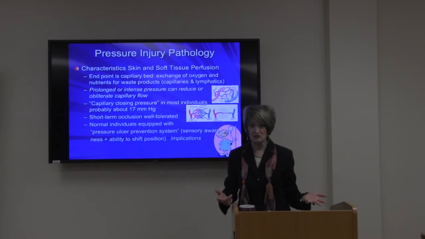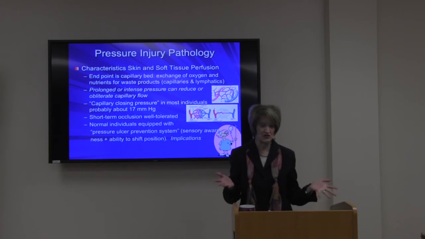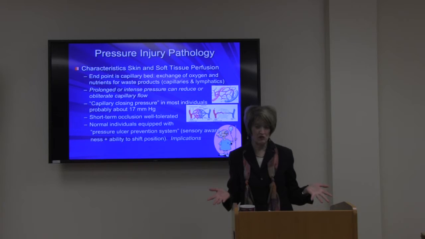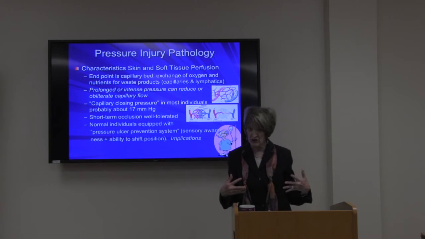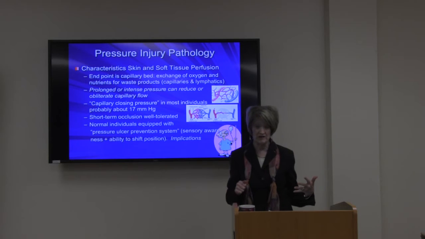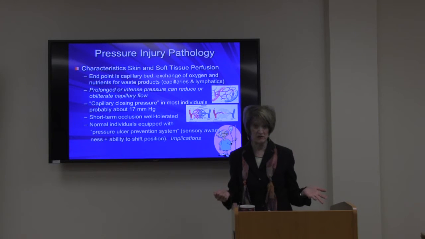What does that tell you? Which of your patients are at risk? People who have lost sensory awareness, like your cord-injured patients, a diabetic with neuropathy, patients who have lost mobility. Those are our high-risk patients. Those are the people we have to protect.